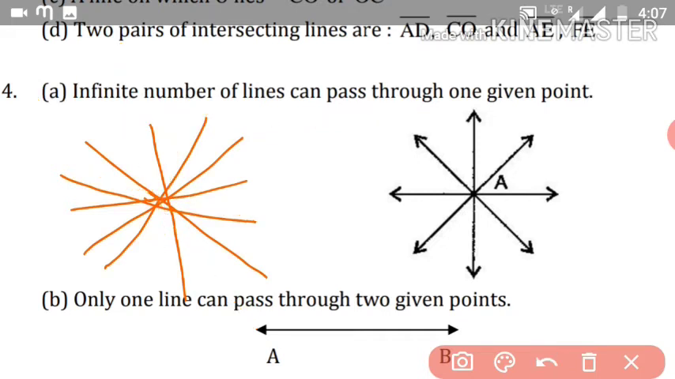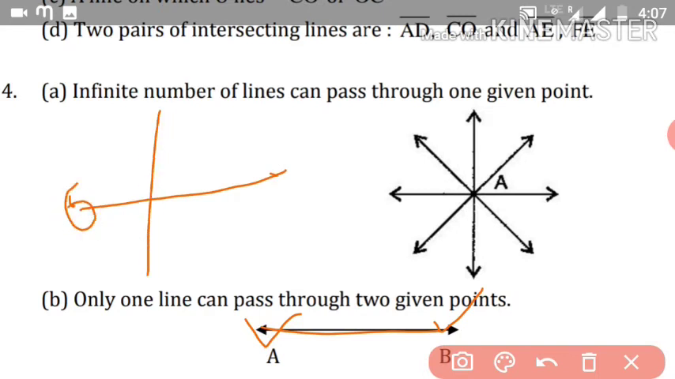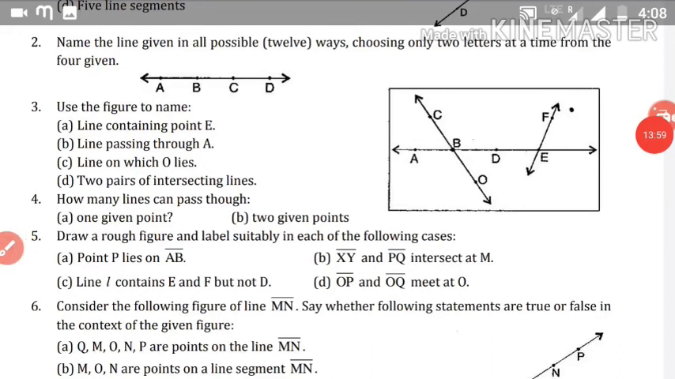Now B is given, in two given points. Now here you can see point A and point B. Here how many lines can we draw? Only one line, isn't it? Here it is one point and here it is one point. How many lines can we draw between these two points? Only one. If you draw another line, that line will not pass through these two points. So only one line can pass through two given points.